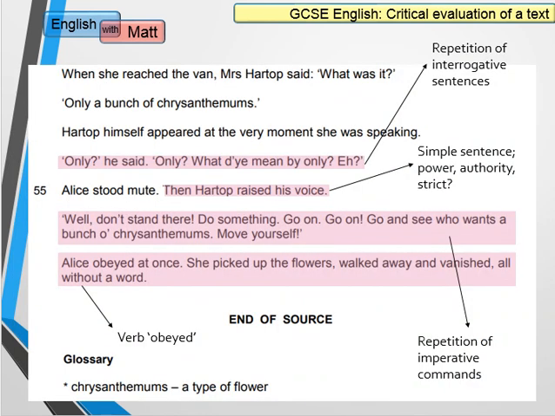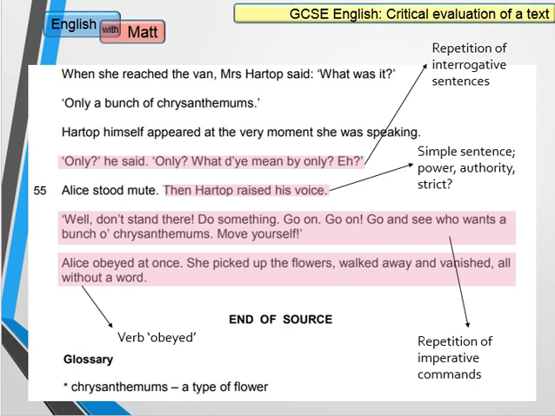And then as we get into this conversation, there's lots of little tidbits here that you can talk about. So she gets back into the van with the chrysanthemums and she says to her mother, "Oh, it was only a bunch of flowers, it was nothing much." But Hartop hears this and he starts to bombard her with lots of interrogative sentences. "Only, what do you mean by only, A?" So there are 4 interrogative sentences there.